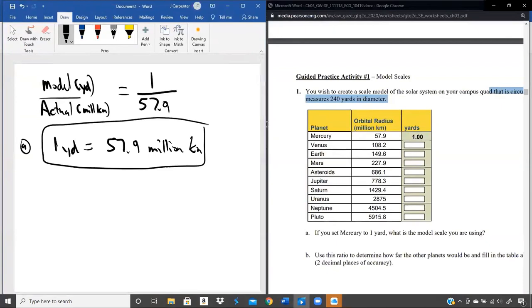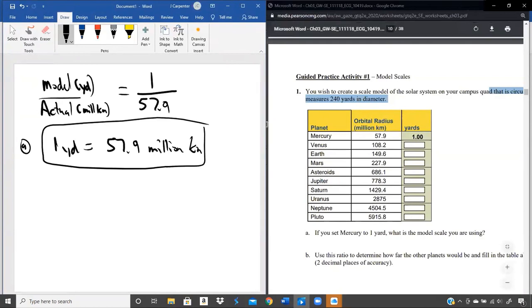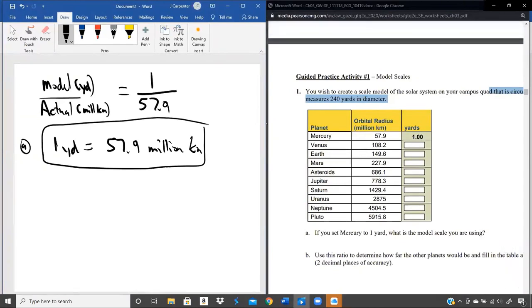So then part B, use this ratio, this 1 to 57.9, to determine how far the other planets would be and fill in the table with 2 decimal places of accuracy. So how far away would you place Venus? How far away would you place Earth? How far away would you place Mars? Let's go ahead and get an idea of what the answers should feel like so that when we get the answers, we can ask, does it make sense?